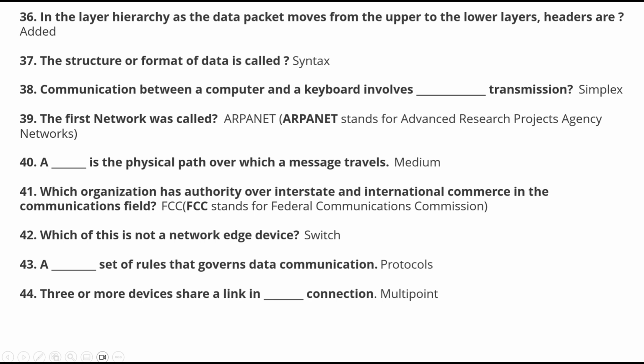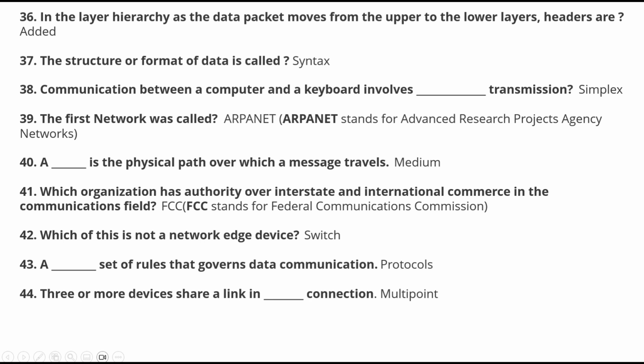40. A medium is the physical path over which a message travels. 41. Which organization has authority over interstate and international commerce in the communications field? FCC. FCC stands for Federal Communications Commission. 42. Which of this is not a network edge device? Switch.